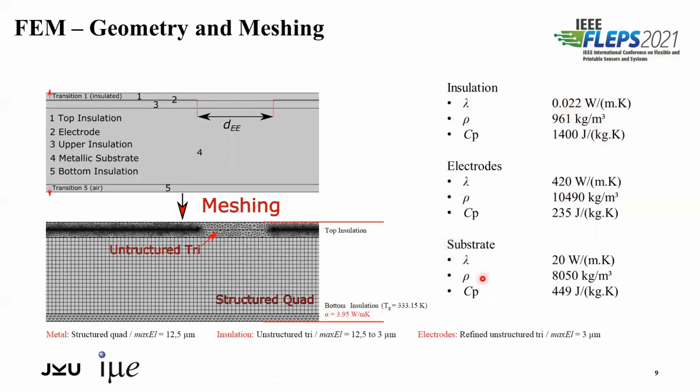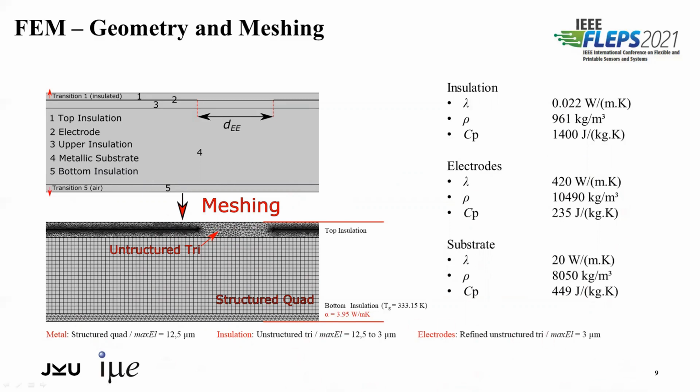This slide shows a close-up of the FEM geometry and the mesh in the region in between two heater electrode lines. This picture shows the same cut through the stack as the schematic in the last slide. And on the right-hand side, you see the simulation parameters for the heat transfer FEM simulation. And here on the bottom, you see the data of the mesh element sizes.